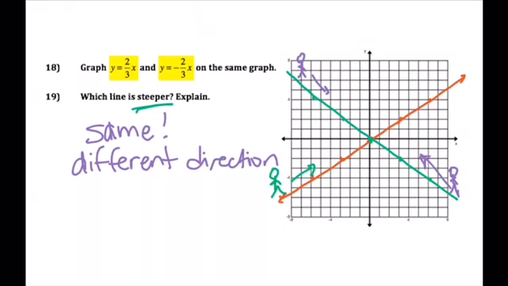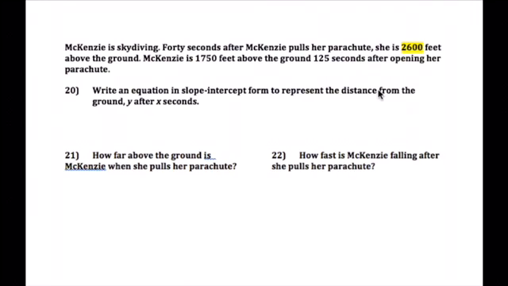Okay, the last thing that we're going to do is a quick story problem. And this one is Mackenzie is skydiving. So just thinking about the situation here, if we have somebody jumping out of an airplane, that's my airplane. If you jump out, you're going to free fall for a little bit, and then you're going to pull a parachute, and then you're going to float down to the ground. So when you pull the parachute, you're not going as fast.